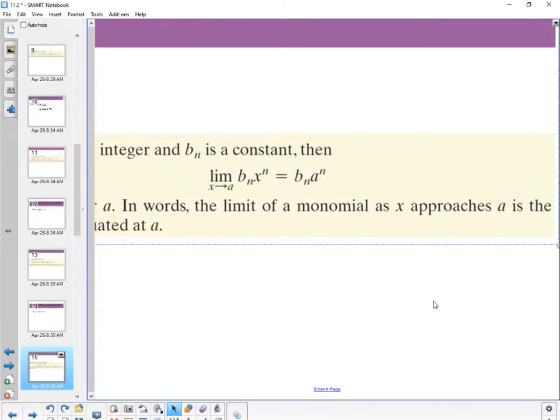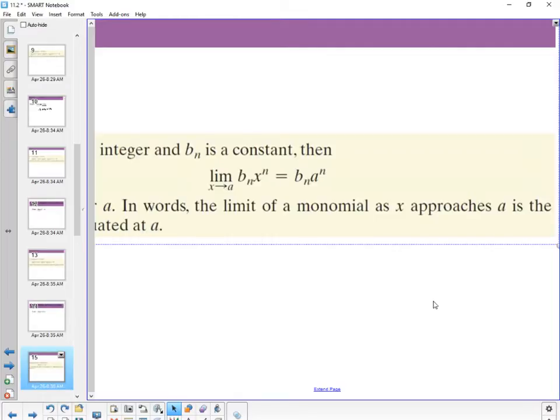The limit of a monomial. I don't want to write that down. The limit of a monomial. Monomial? Yes. You know what a monomial is? Wait, so is that n sub b? Is that the sub of b?